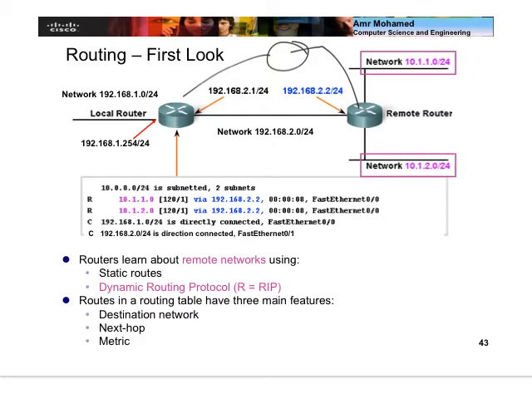So a route has three pieces of information. Of course, it has more, but these are the ones that we care about. The destination network address, which is this one, and the next hop, which is this one, and the metric. The metric is one, this number.